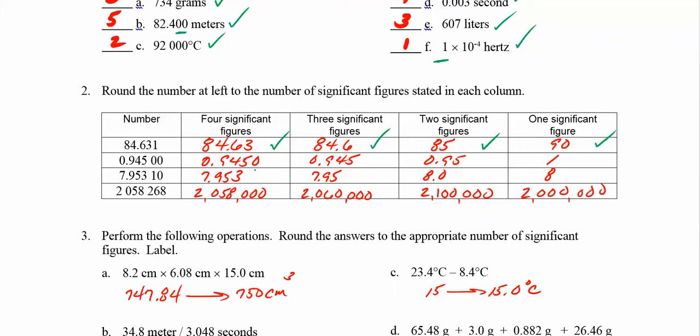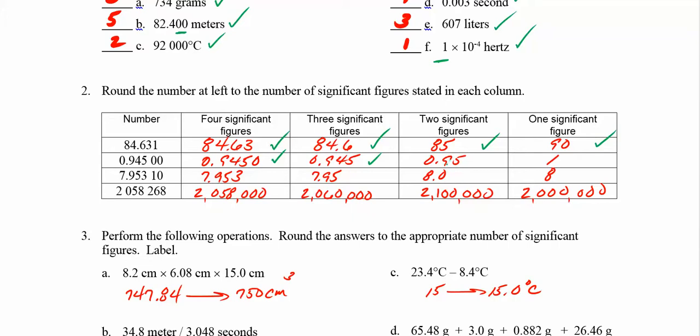We've got 0.94500. We want 4 significant digits. The first zero is irrelevant. It's in the front, so leading zeros never count. The question is, does this 0 count? Yes, it does. So we have 0.945, and we'll take one of those zeros. That's our number. Next one, 3 significant digits this time. We just knock off that last 0. 0.945 would be 3 significant figures.